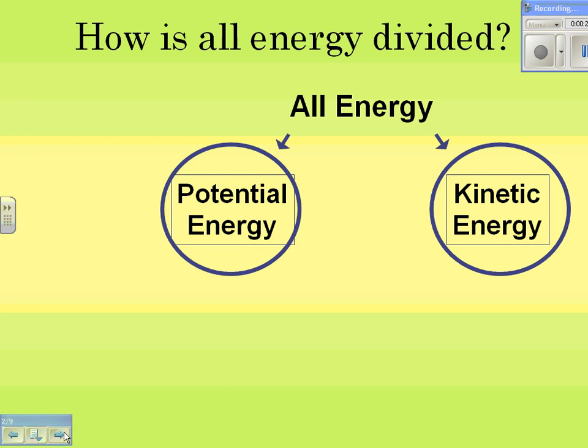Potential is kind of a stored up energy. So you put potential into something by doing work, and you kind of store it up for later. Kinetic energy is energy associated with motion.